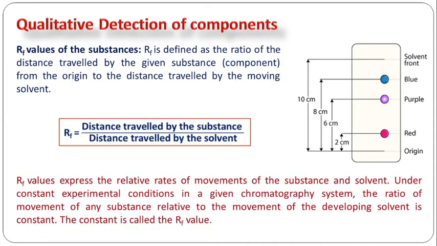RF value expresses the relative rates of movement of the substance and solvent under constant experimental conditions in a given chromatographic system. The ratio of movement of any substance relative to the movement of the developing solvent is constant. So for a constant system, the RF value is constant for the particular component. That's why this is a characteristic property for a particular substance. It's like a melting point or boiling point.